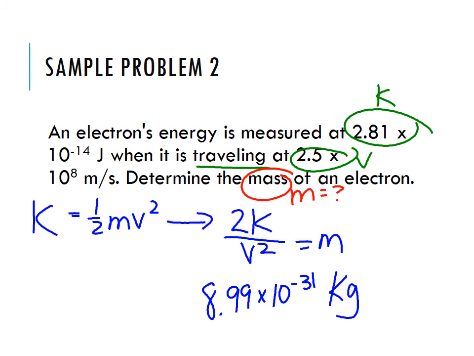Sample problem 2. This one's a little more complicated because we have to solve for the mass using algebra in our equation, and we've got scientific notation. This one, you've got to leave it in scientific notation because I'm not counting 30 zeros. Also, don't forget your SI unit for mass is kilograms here. By the way, that answer is pretty much the actual mass of an electron.